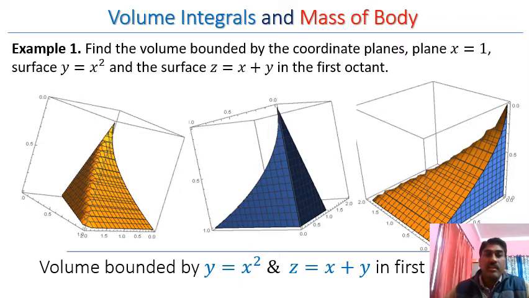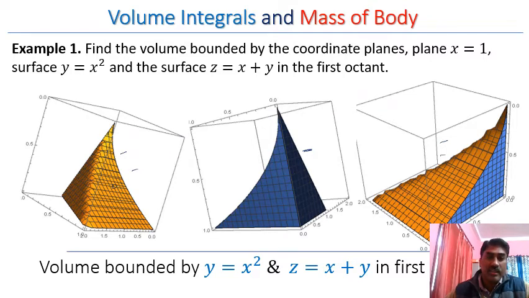This is the figure of the planes and the surface y is equal to x square and z is equal to x plus y. You can see this one is from the back, so back view or rear view, and these two are the front view, lateral and front view. So this is the shape.